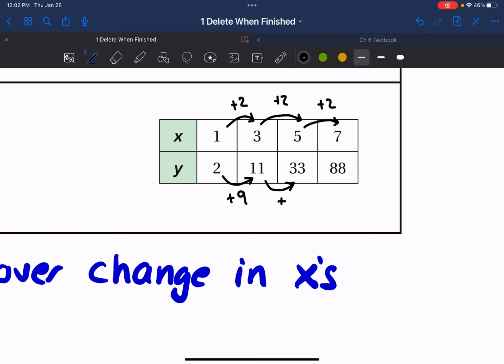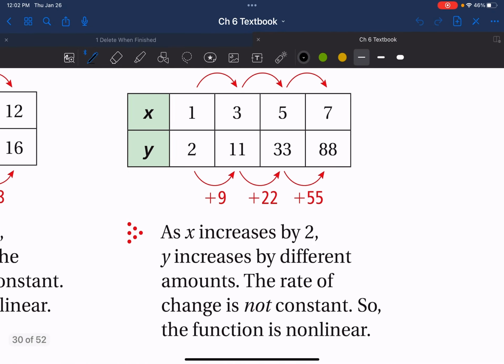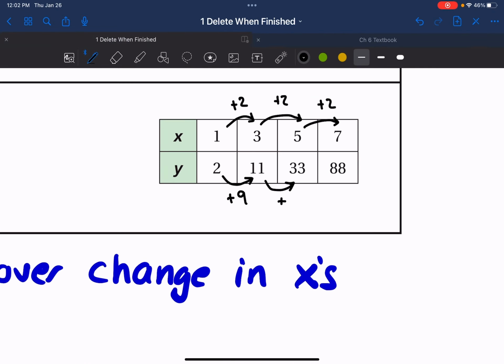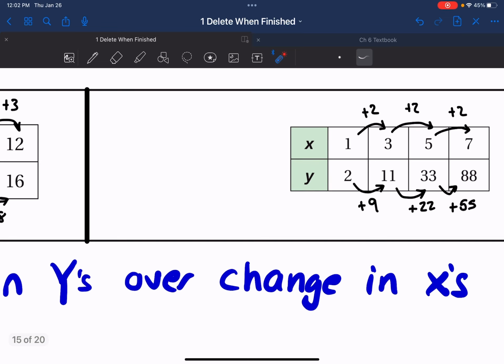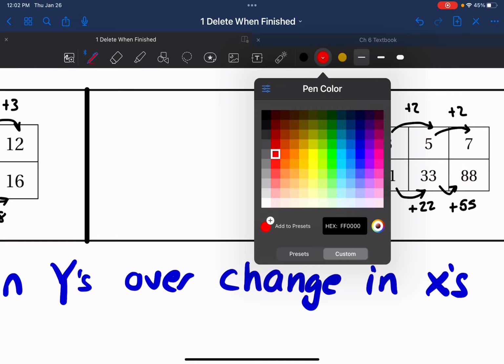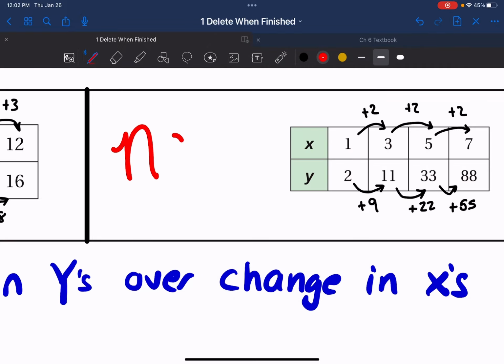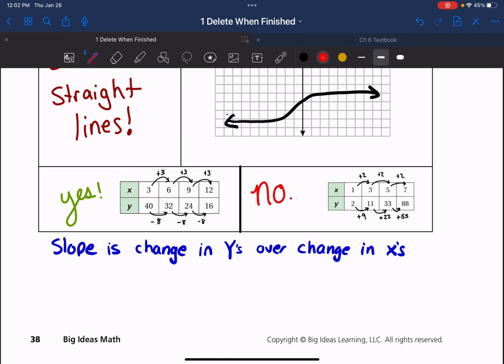Is this 11 plus 9 though? No, because 9 plus 11 would be 20, right? Is it not 33? If you look in the book, it shows you what the next pattern is. It's going to be 9 plus 22 gets you there. Plus 55 gets you there. Okay, so obviously this is not going up at a constant rate. It's jumping around like crazy. So would this create a straight line on a graph? No, it would not.